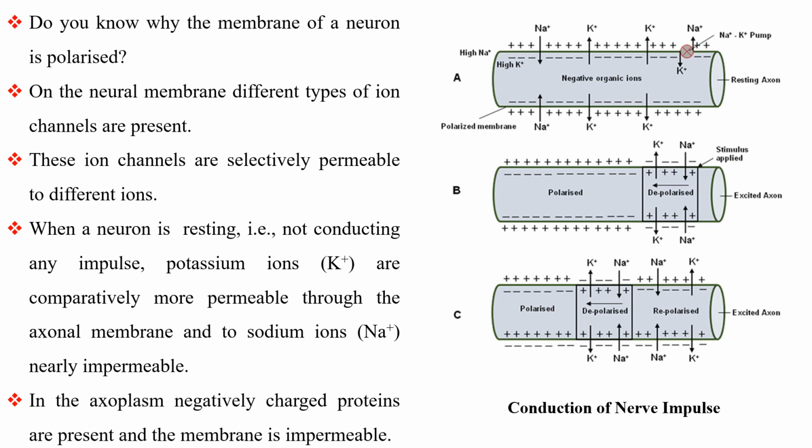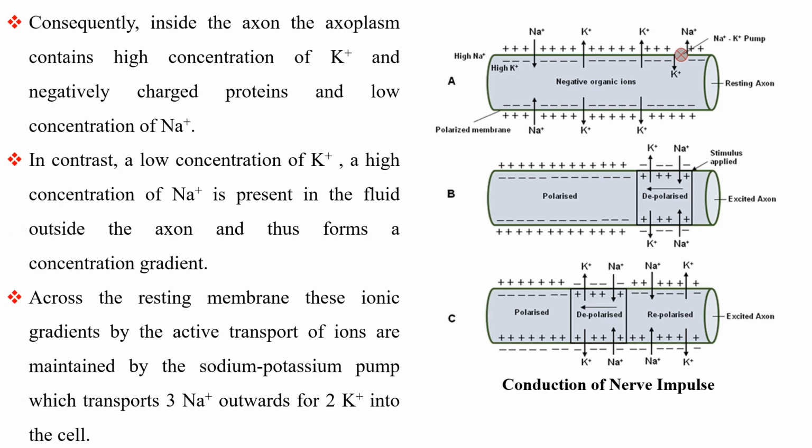In the axoplasm, negatively charged proteins are present and the membrane is impermeable to them. Consequently, inside the axon, the axoplasm contains a high concentration of potassium ions and negatively charged proteins and a low concentration of sodium ions. In contrast, a low concentration of potassium ions and a high concentration of sodium ions is present in the fluid outside the axon, and thus forms a concentration gradient.